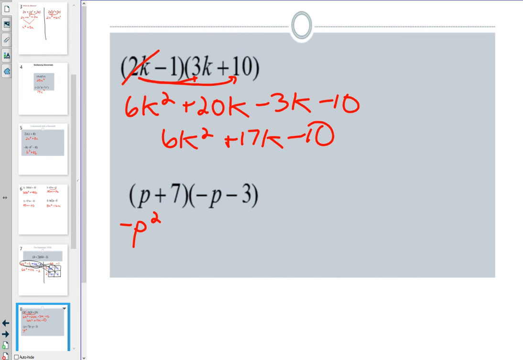Taiwan, p times negative 3. Negative 3p, good. Lana, 7 times negative p. JJ, 7 times negative 3.